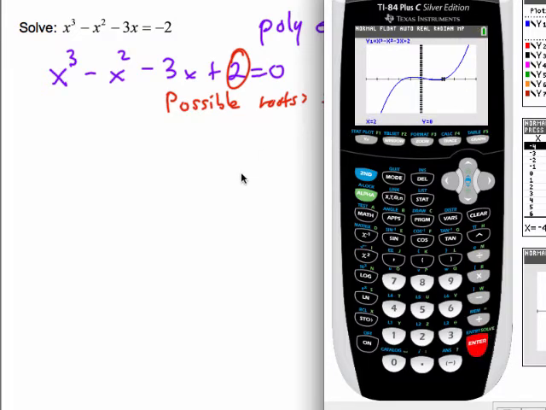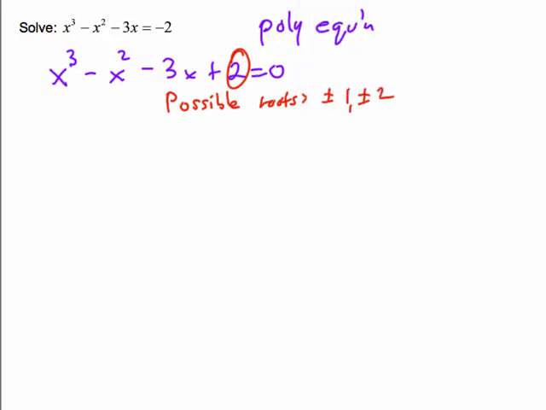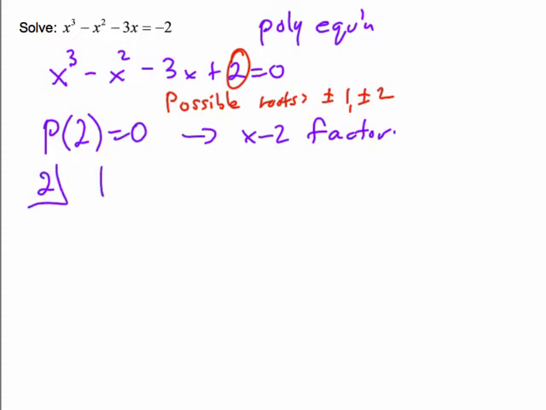Check it out. x equals 2, y equals 0. So I know that if I plug 2 in there, I will get 0. I can see that p of 2 is 0, so I know that x minus 2 is a factor by the factor theorem. Okay, let's use synthetic division to get the quotient, which will provide other factors perhaps.